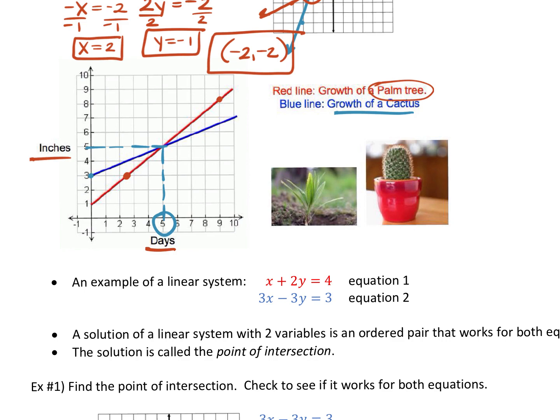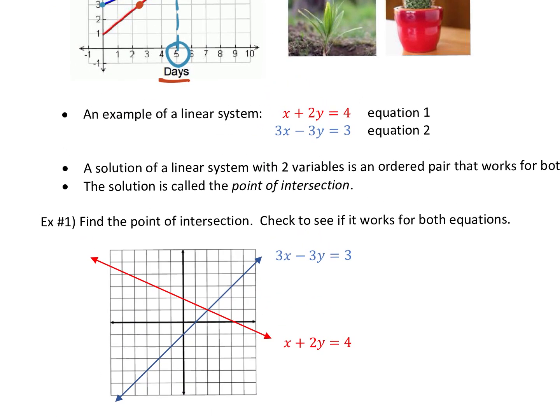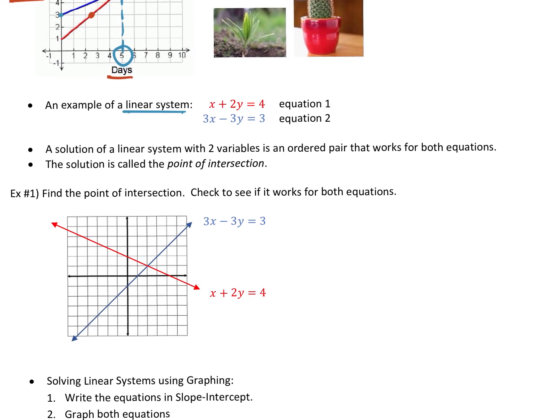Okay, like I said, a linear system is going to be 2 equations. So you have equation 1 and equation 2. The solution to that system is the point where they meet up. Basically, it's an ordered pair, an x and a y. Where that x and y fits into both equations to make them true is where your solution falls. We call it a point of intersection. It's where they meet up, where they intersect.